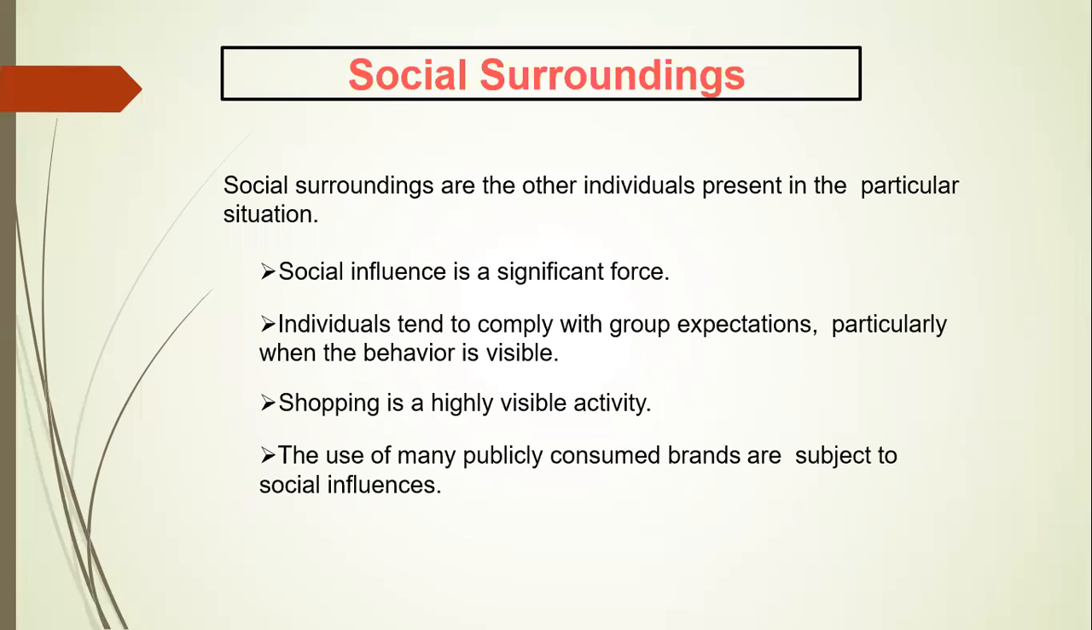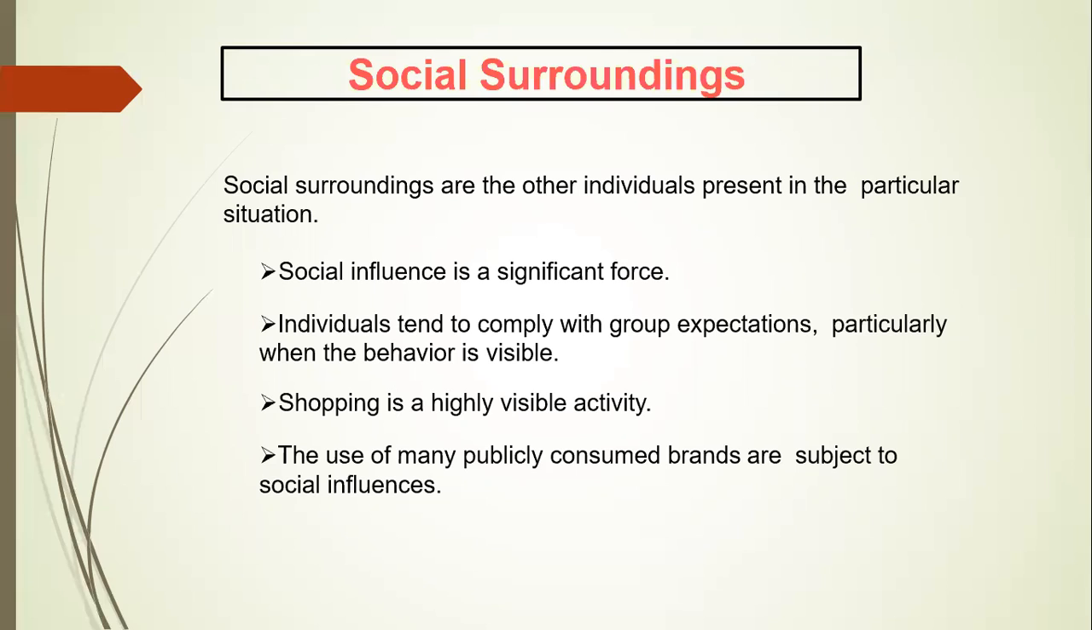Next characteristic is social surroundings. Social surroundings are other individuals present in the particular situation. Social influence is a significant force, obviously. Individuals tend to comply with group expectations, particularly when the behavior is visible. Shopping is a highly visible activity. People go to the market and they enjoy it. Going to the market is one of the exciting parts of life because it is a visible thing.